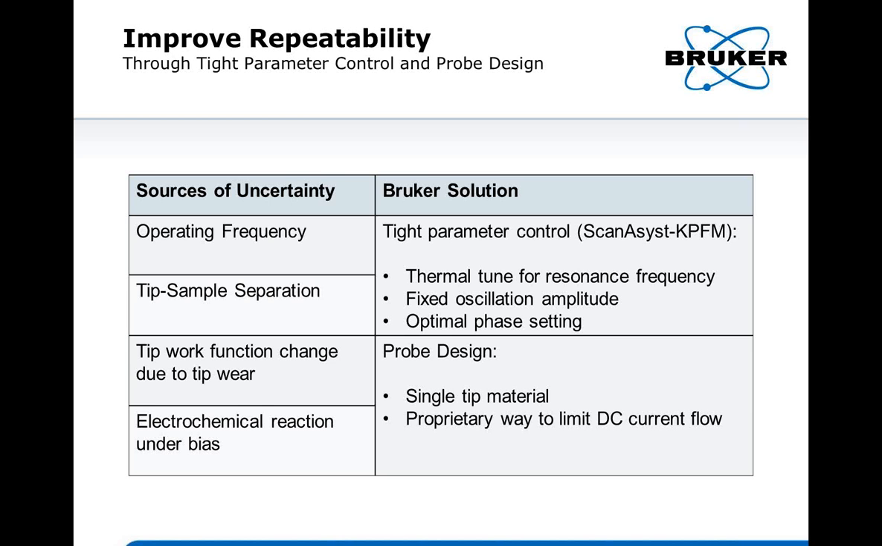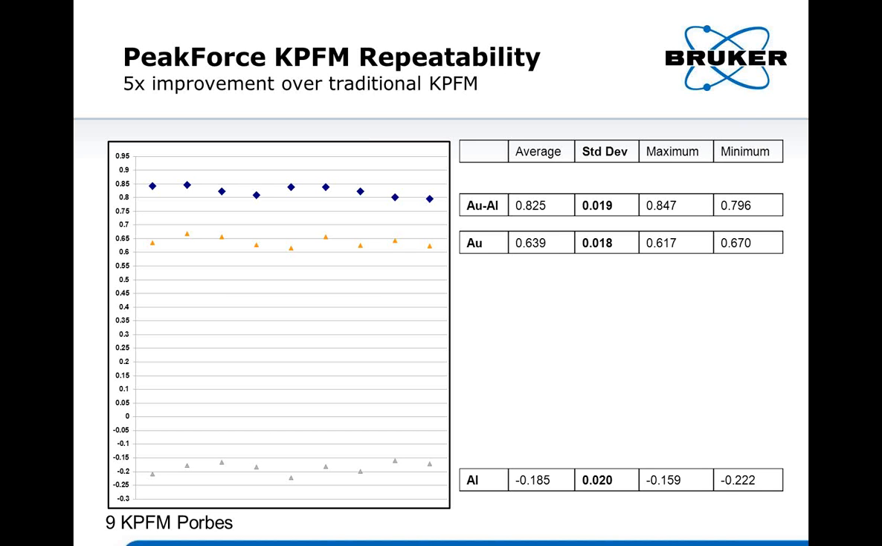So now let's take a look at how well we are doing on this repeatability. Here's a set of data. Again, the measurement is on the patterned gold and aluminum on silicon. Now we have two numbers we examine. One is the contact potential on aluminum, and one is on the gold. And the other number is the difference between these two. That's what we call the relative measurement along one sample.